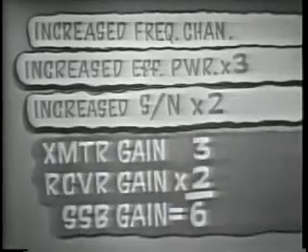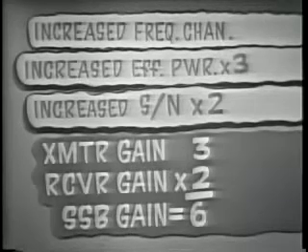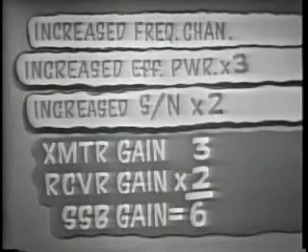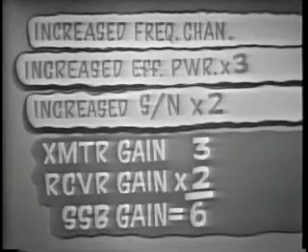Reducing the bandwidth of the receiver doubled the signal-to-noise ratio, which effectively doubled the gain of the received signal. So a transmitter gain of 3 and a receiver gain of 2 give us an overall system gain of 6 over the conventional AM system. This is the theory of single sideband. Let's now compare it in an actual operating condition.